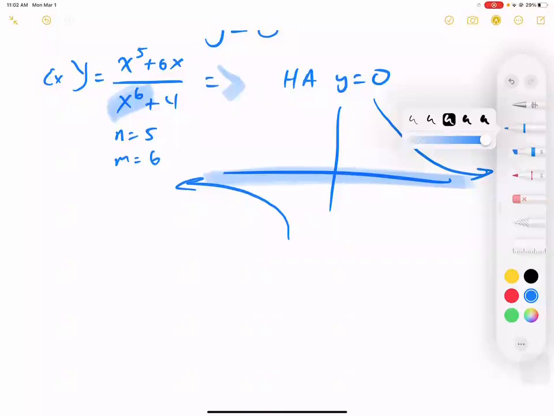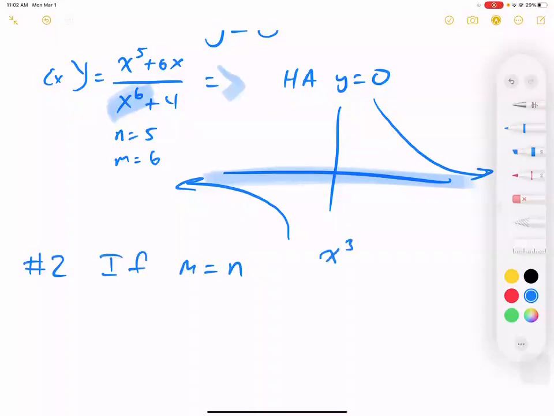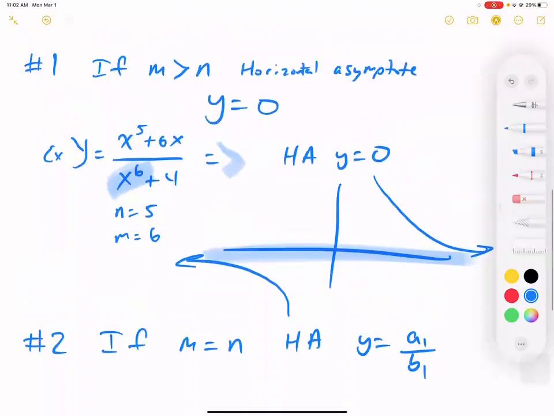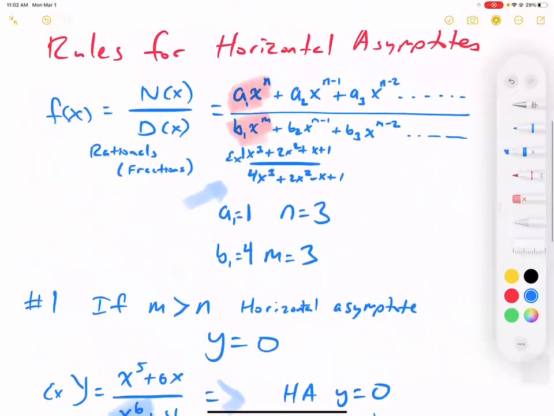So rule number 2, if the exponents are exactly the same. What if the exponents are exactly the same? If this was x cubed, oh, let me actually finish the rule. If the exponents are exactly the same, the horizontal asymptote, y is equal to a1 over b1. Now, where does a1 over b1 come from? Let's go back and look at our previous problem up here. a1 and b1 are the front coefficients of that highest power. It's just the front of the equation, of course, in order, highest power. That a1 and b1 are those front coefficients.